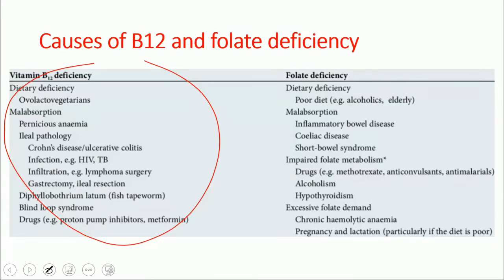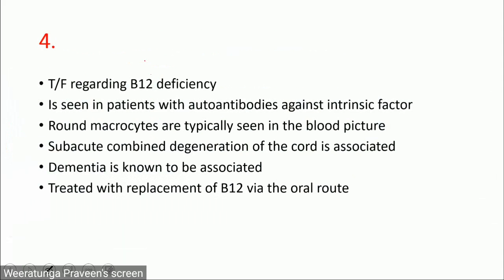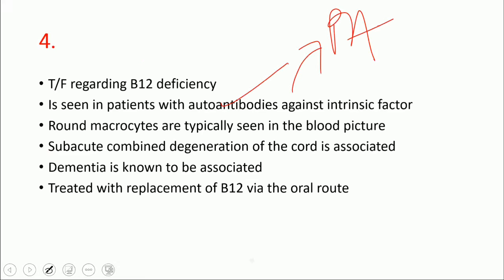Malabsorption can be due to pernicious anemia, where there is an autoimmune disorder causing intrinsic factor deficiency. So B12 deficiency is seen in patients with autoantibodies against intrinsic factor. This is what you see in pernicious anemia. You have autoantibodies against intrinsic factor as well as autoantibodies against the parietal cell itself in the stomach. So you have lots of autoantibodies floating around.